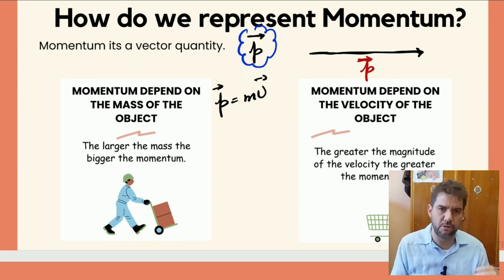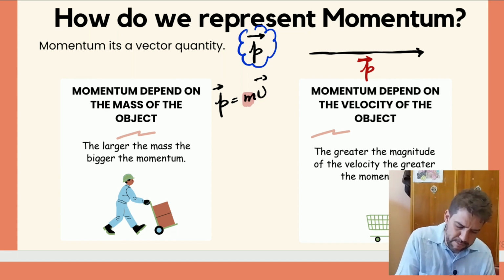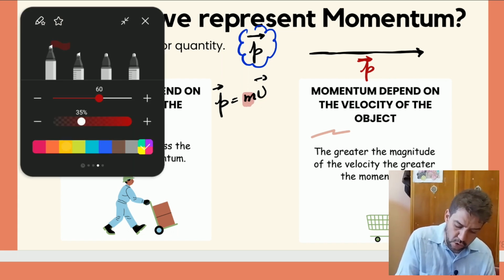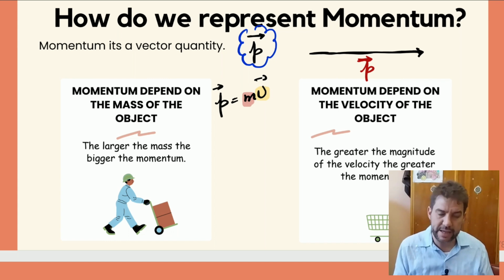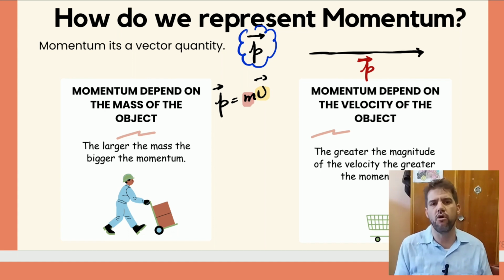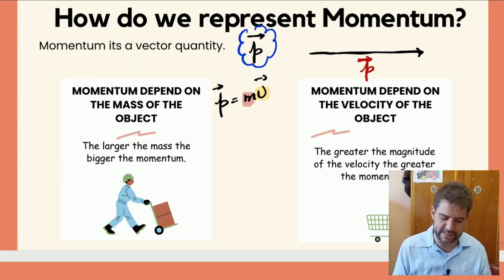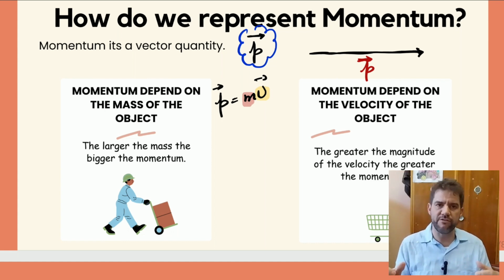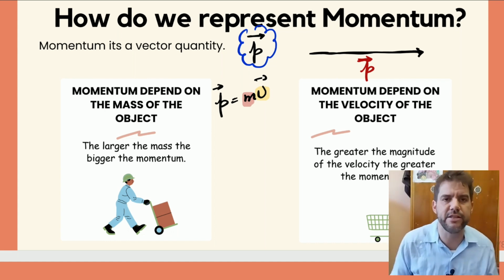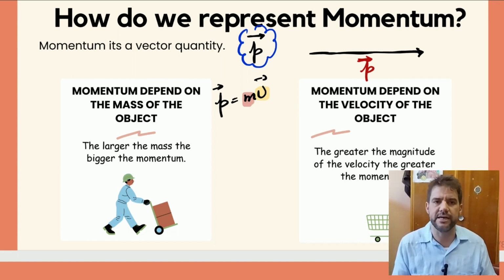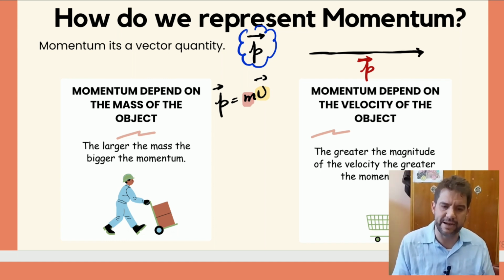You can see that momentum depends on mass, and momentum also depends on velocity. So there are two physical quantities on which momentum depends. It means if two objects are moving, for instance, with the same velocity, the object with a greater mass will have a greater momentum, and the other way around. If two objects have the same mass, then the object with a greater velocity will have a greater momentum. Greater velocity, greater momentum. It is quite simple and is related to mass and velocity.